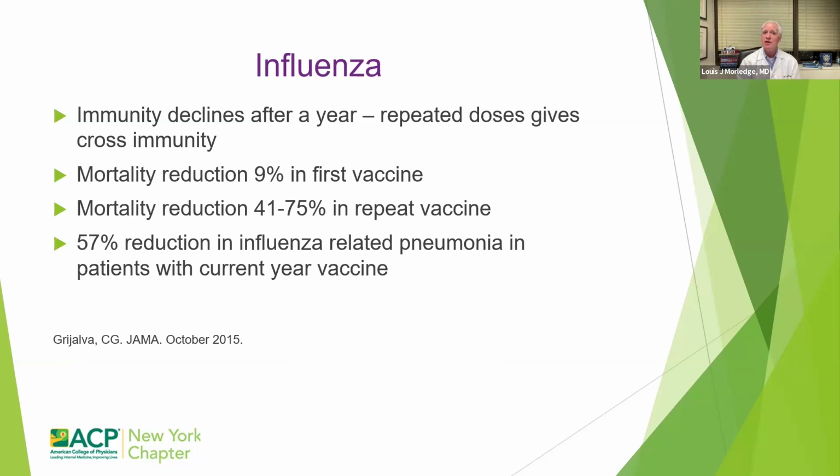Influenza, as mentioned, immunity declines year after year. Therefore, repeat doses do help provide cross-immunity. Mortality reduction with the first vaccine is decreased by about 9%, and mortality reduction with repeated vaccines decreases between 41 to 75%. And there's a 57% reduction in influenza-related pneumonia in patients with the current year vaccine.